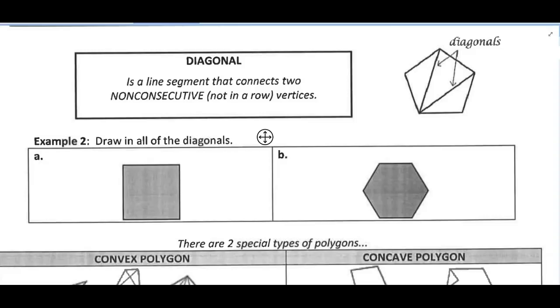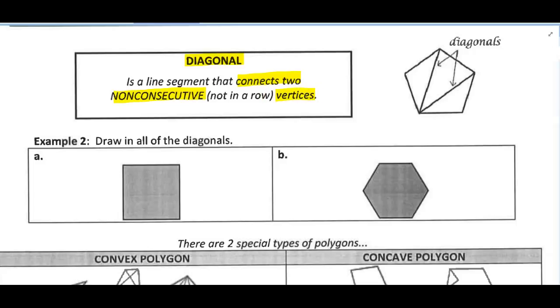Alright, in this video we're going to continue talking about polygons and a specific property of polygons. We're talking about diagonals. A diagonal is a line segment that connects two non-consecutive vertices, so that means they're not next to each other, not in a row.